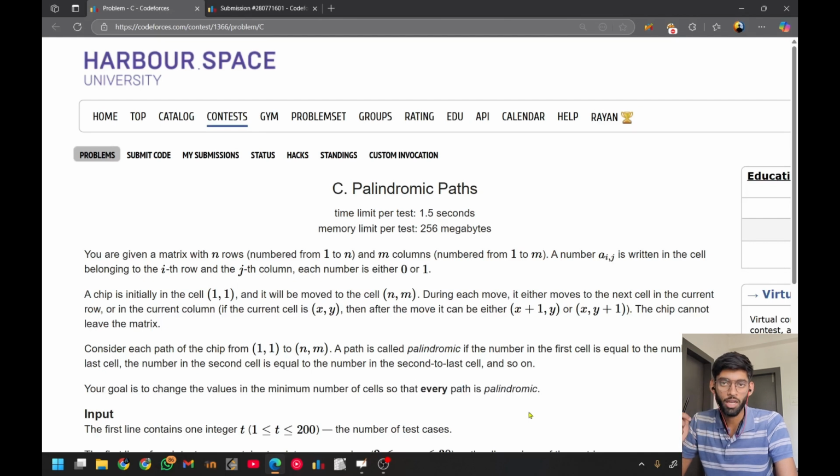अरे भाई क्या बोल दिया? We have to make changes in the grid which is given to us such that each and every possible path from the source node to n, m, means 1, 1 to n, m, each and every possible path between these two vertices should be palindromic in nature.